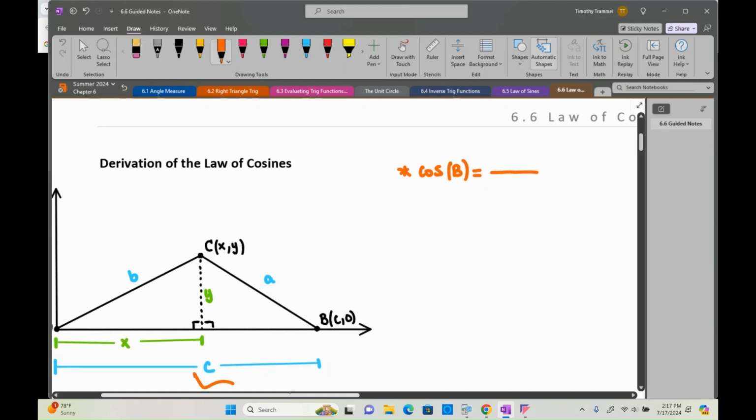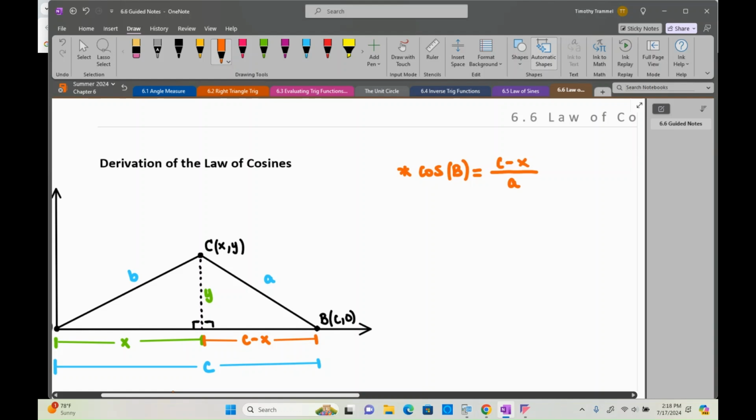Well, you can see that the base of the big oblique triangle is c, and that the base of this other right triangle is x. So what this distance here must be, the base of the right triangle that we're interested in, should be c minus x. I'm calling this the base here, but in terms of cosine, this is our adjacent side. So adjacent is c minus x. Next, I want to divide that by the hypotenuse, which is of length little a.